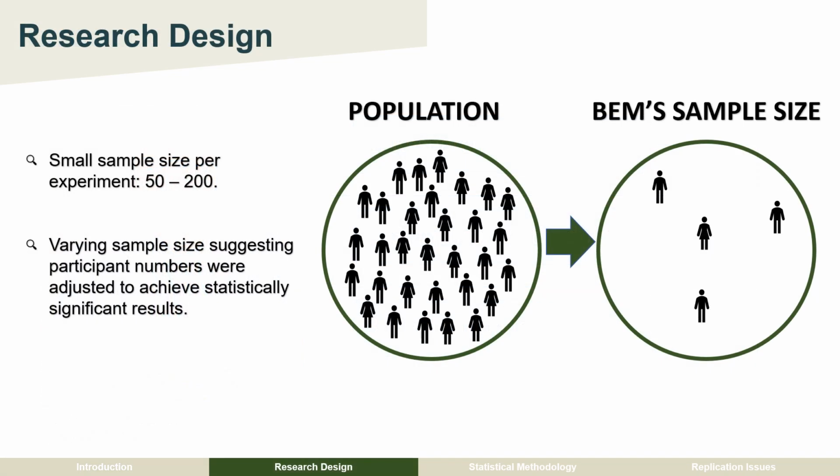One of Bem's main design problems is that the sample size per experiment, which ranges from 50 to 200, might not have been large enough to capture true population parameters. Another related problem raised by Wagenmakers et al. is that Bem varies the sample size used from experiment to experiment. This suggests that participants might have been adjusted to achieve statistical significance.